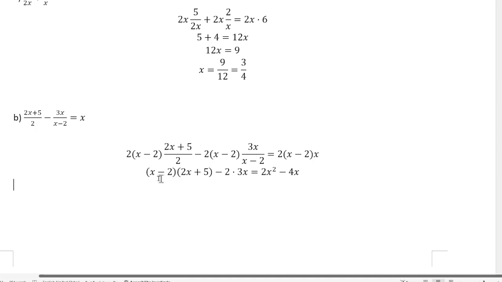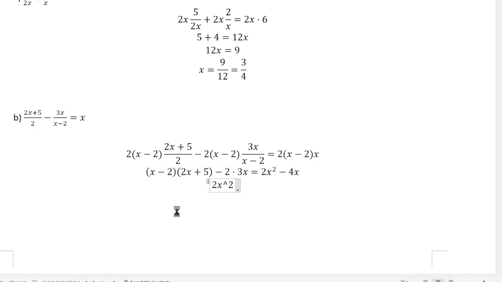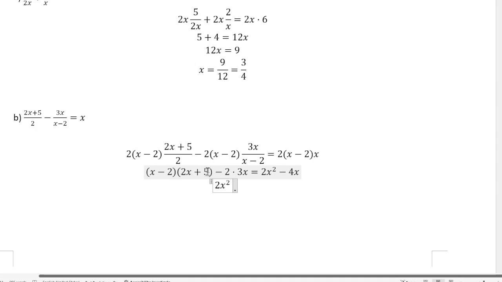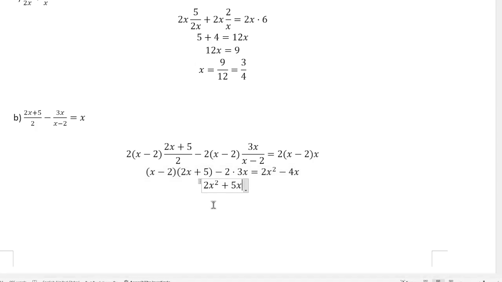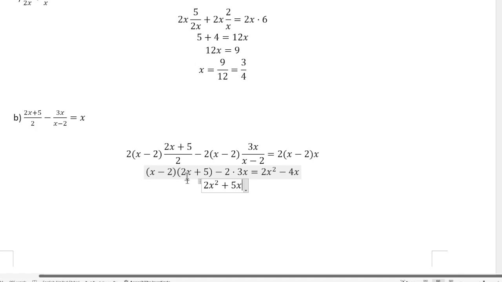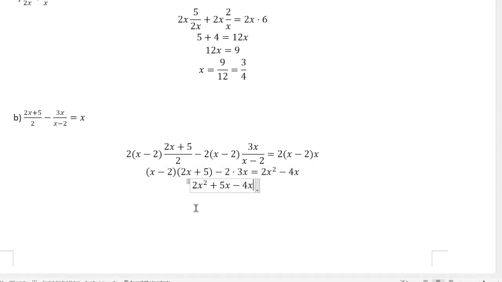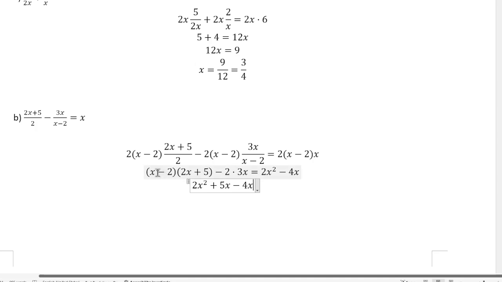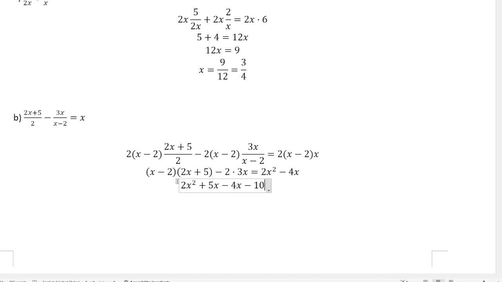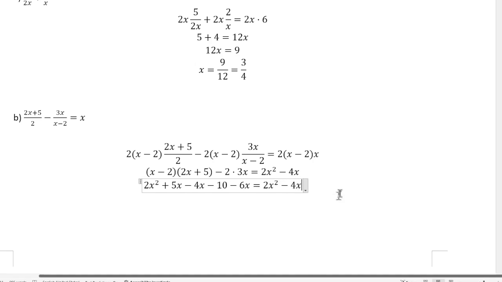Okay, let's continue. If you FOIL this out, you get x times 2x giving you 2x squared, x times 5 giving you 5x, negative 2 times 2x giving you negative 4x, and then negative 2 times 5, these two multiply to negative 10, minus 6x equals 2x squared minus 4x.